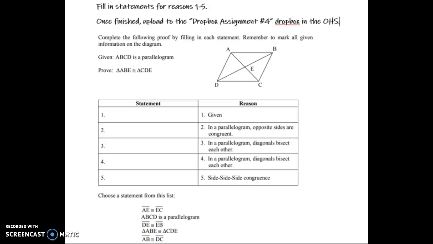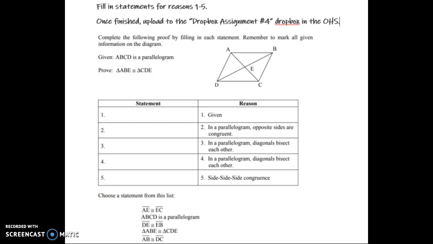So before we go over our review of writing equations of parallel and perpendicular lines, I wanted to go ahead and do a quick overview of Dropbox Assignment 4. Dropbox Assignment 4 is due today, which is Wednesday the 14th. And this one is just a little bit different.